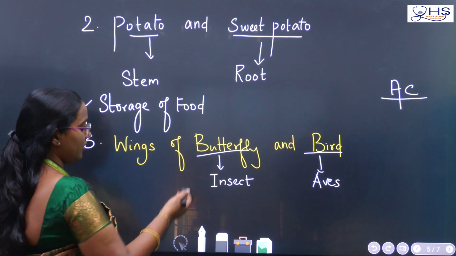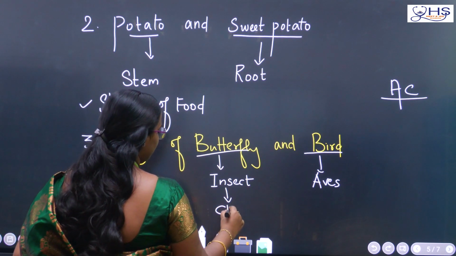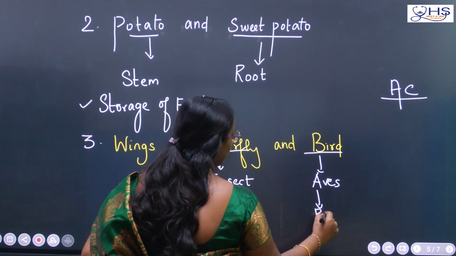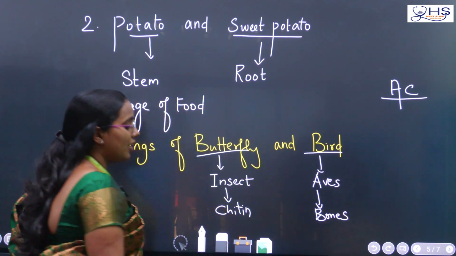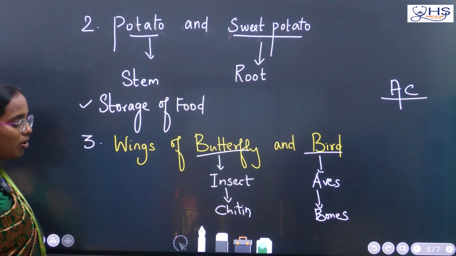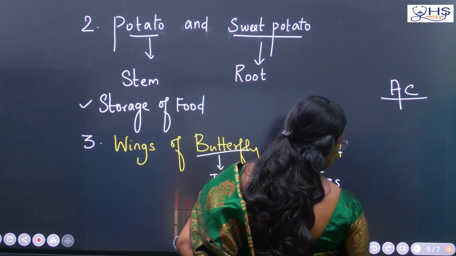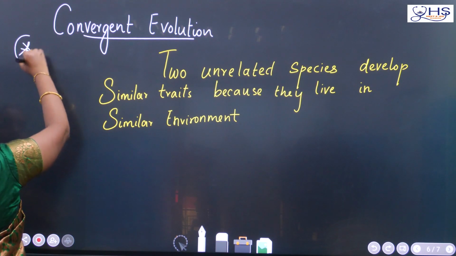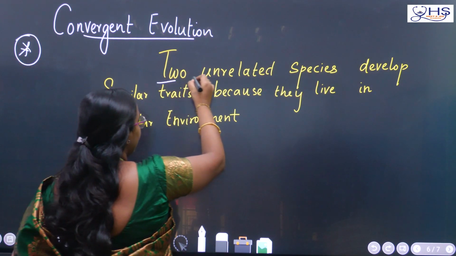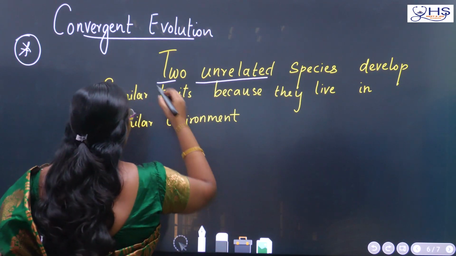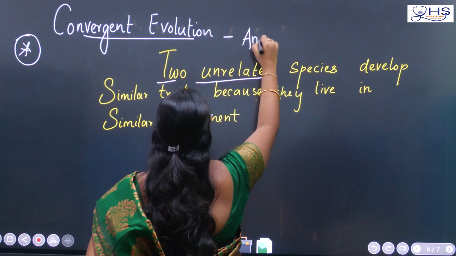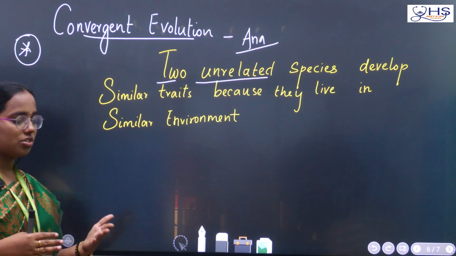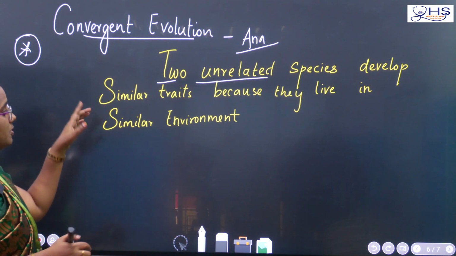For example, the wing of an insect is made up of chitin, whereas birds' wings are made up of bones. I have discussed this earlier also. In this way, you can classify whether it is homologous or analogous. Next, what is convergent evolution? You can see two unrelated species. Just now we have discussed C means A, analogous. In case of analogous, there is no common ancestor. The animals are not related to each other. Two unrelated species develop similar traits.